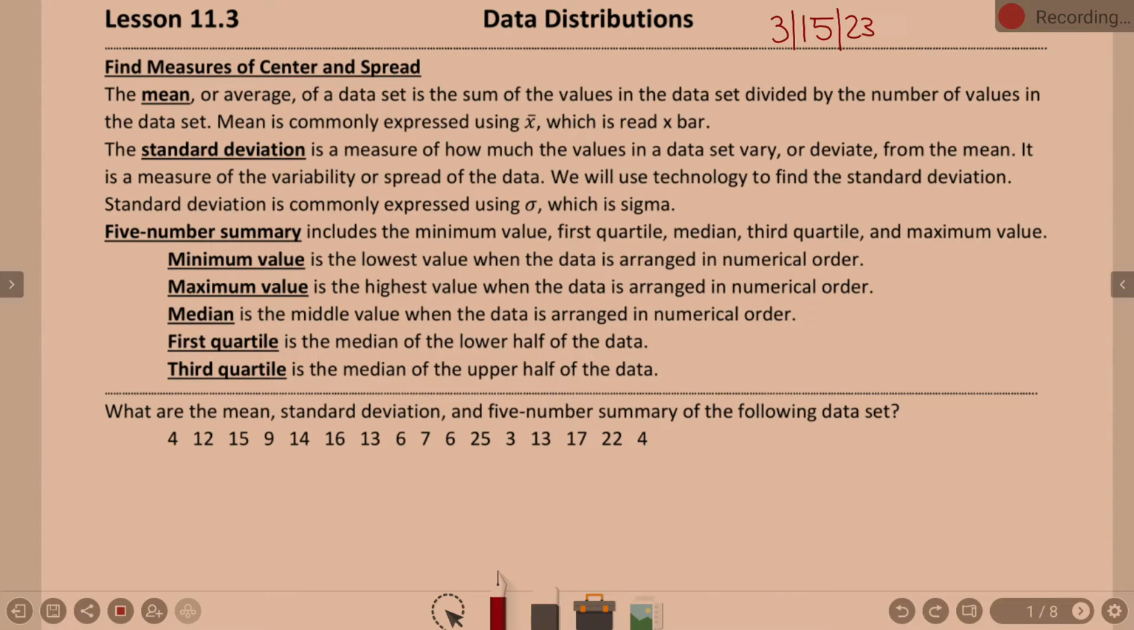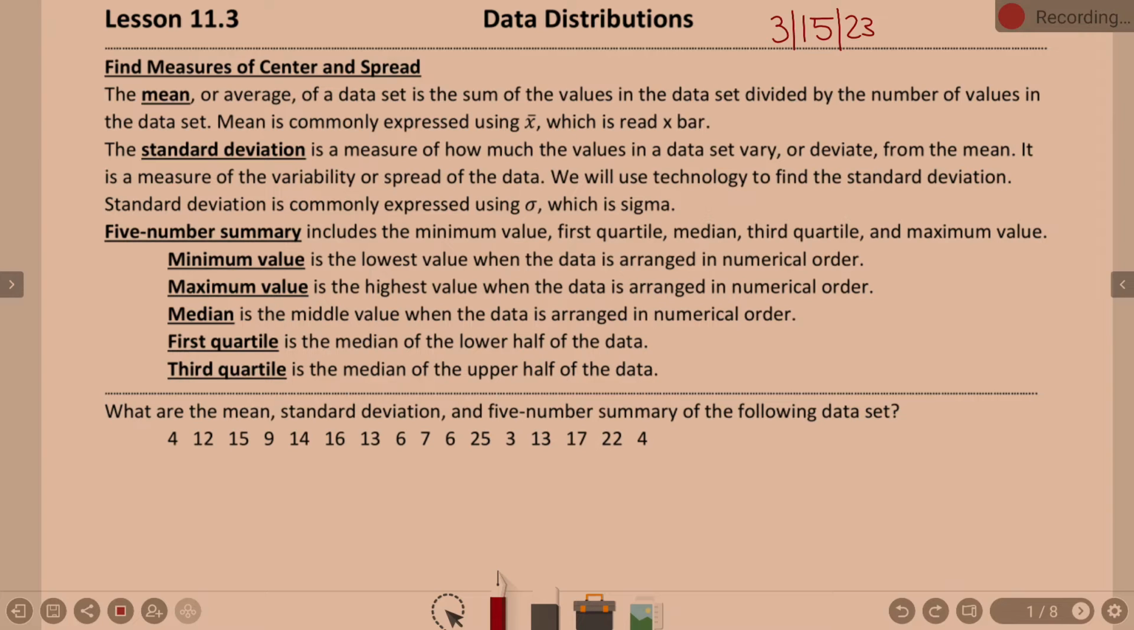Lesson 11.3 is data distributions. So some of this will definitely seem familiar. You've done things like mean, median, mode before. Some of these pieces are going to be new. I don't think you've probably talked about standard deviation before. And then we'll talk about quartiles, may or may not be new, kind of depends. I know when I taught middle school, they came up in the middle school curriculum. When you were in middle school, I don't know if they were teaching them or not.